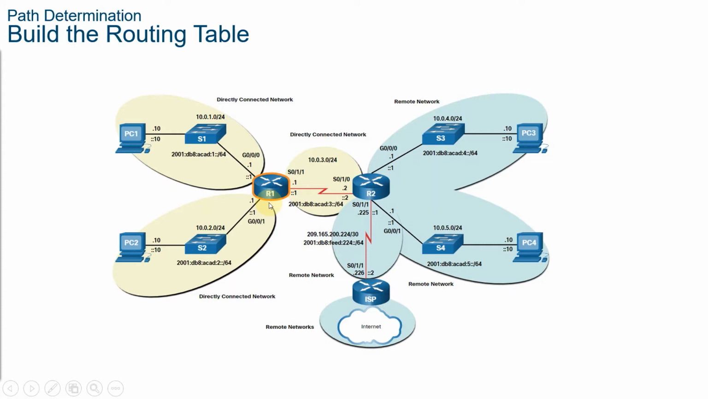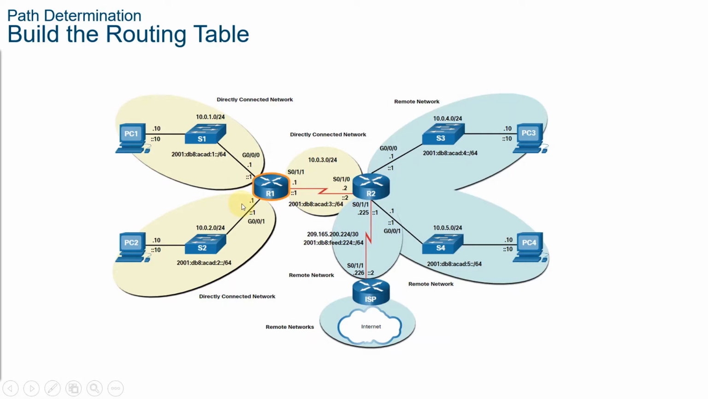All IPv4 and IPv6 networks highlighted in yellow are directly connected. So this network here, 10.0.10.0/24, is directly connected to R1. 10.0.20.0/24 is directly connected to R1 also, and so is 10.0.30.0/24. So there are 3 subnets directly connected to R1, and these are marked yellow here.